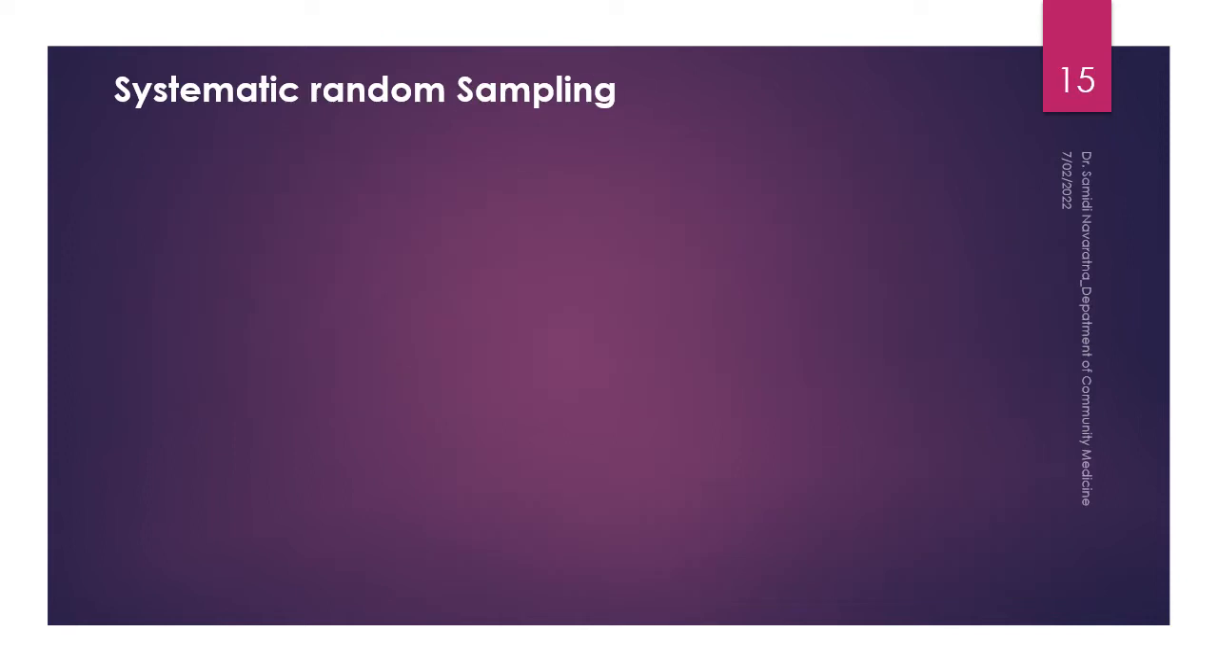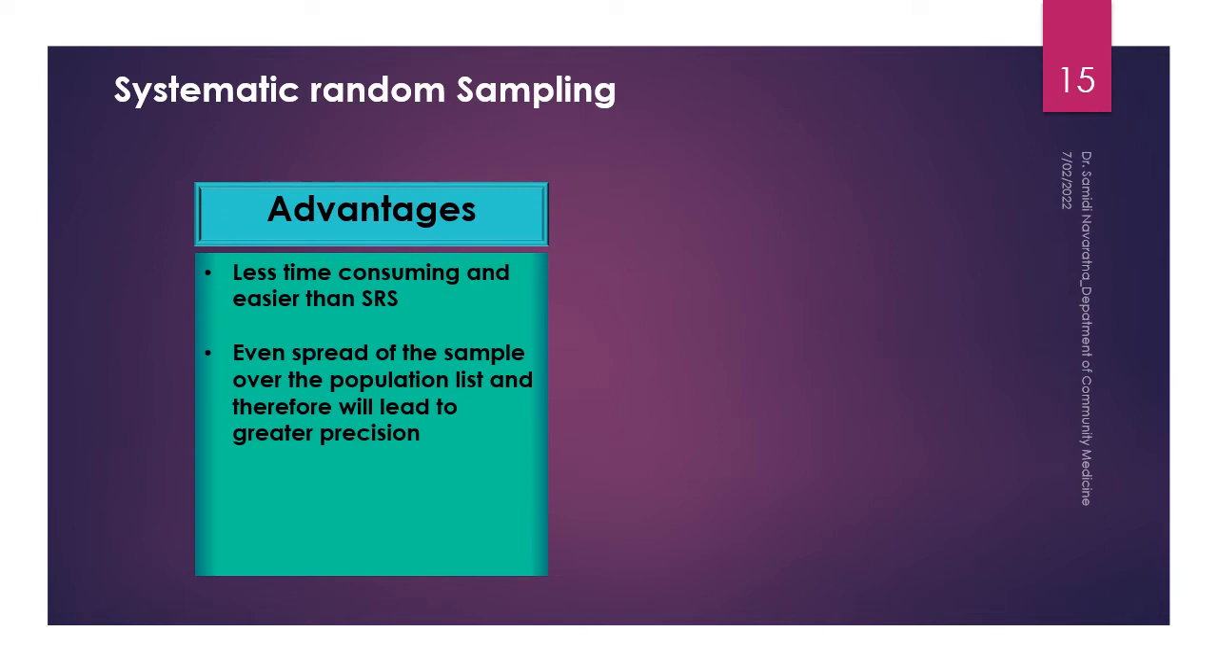So what are the advantages and disadvantages of systematic random sampling? The advantages are: it is less time consuming and easier than simple random sampling. And the sample will have an even spread over the population list and therefore will lead to greater precision.